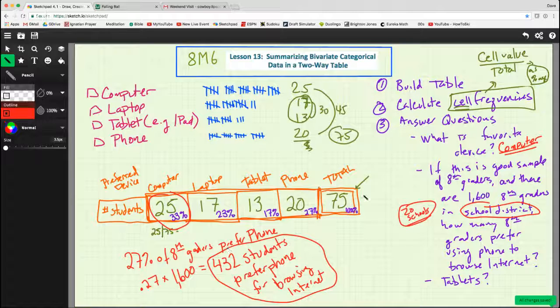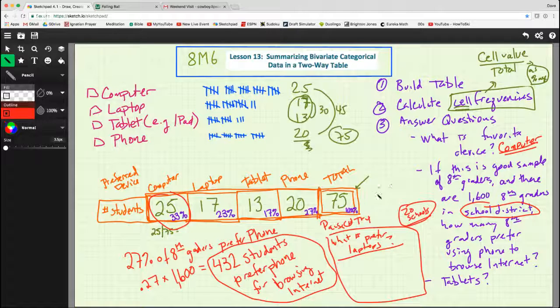Okay, and you can figure out what percentage of students would prefer laptops or tablets. So I want you to right here tell me, and I want you to pause and try. And what percent, or what number in the district, prefer using laptops? So this is what number prefer laptops? So I want you to calculate this here. I want you to pause and try.